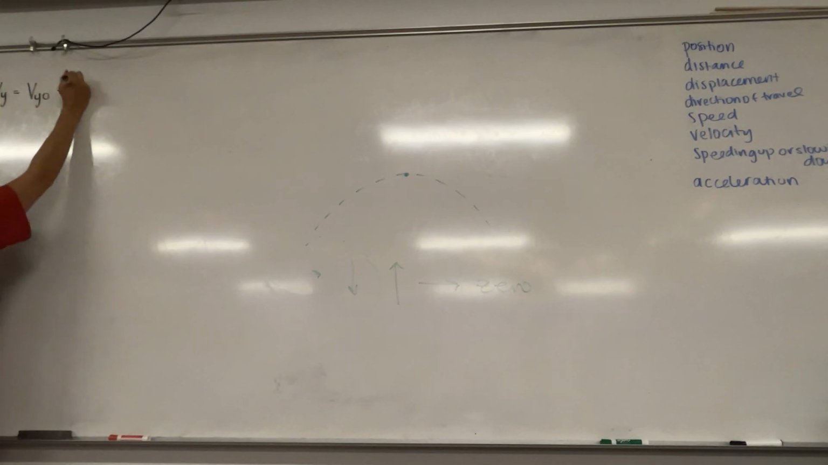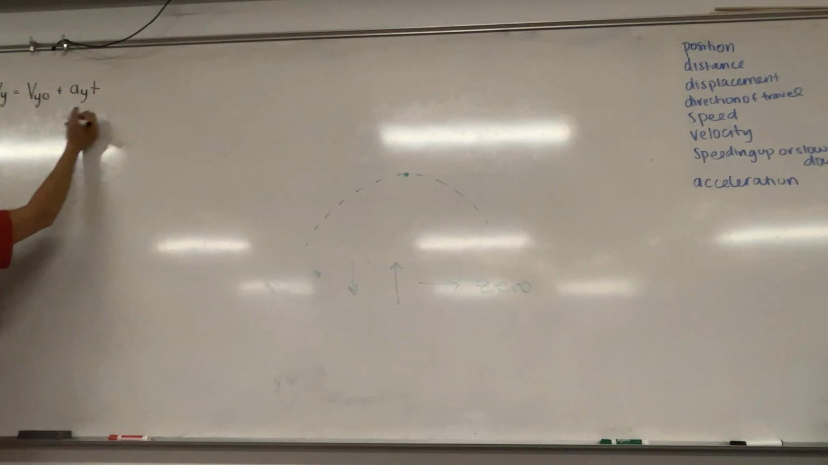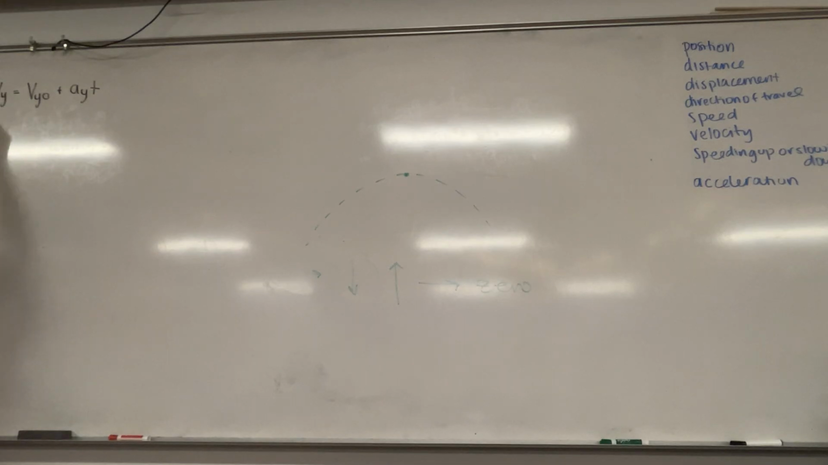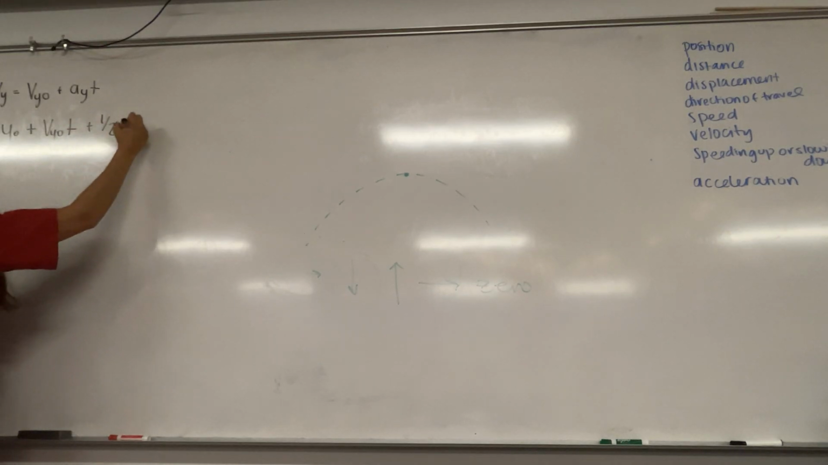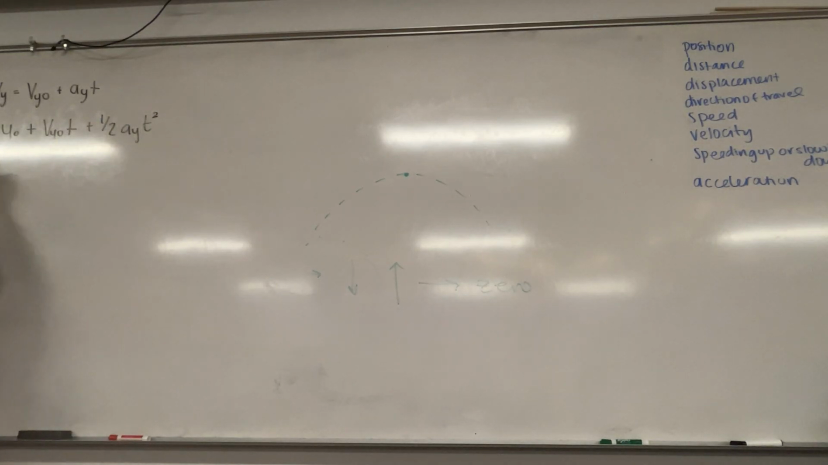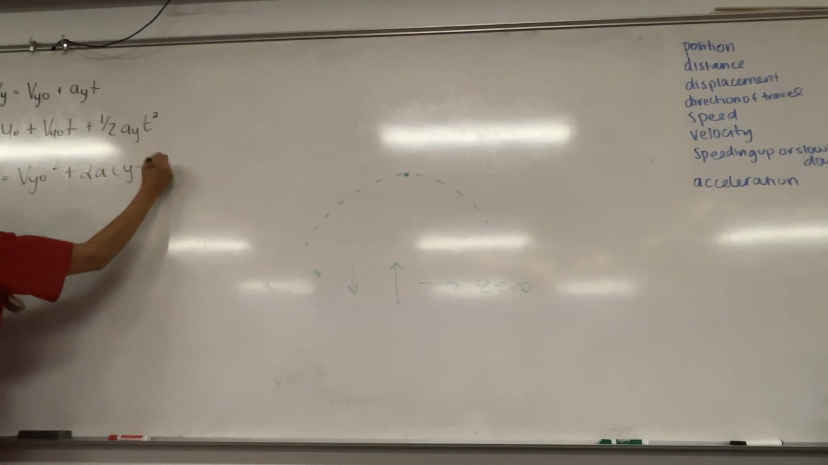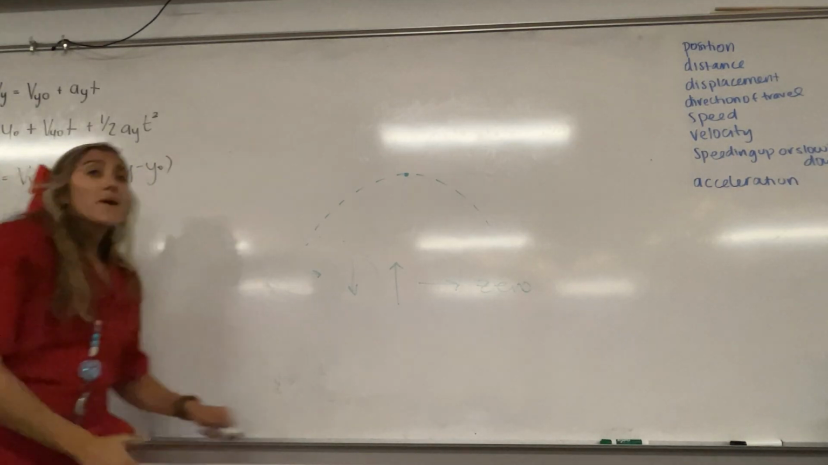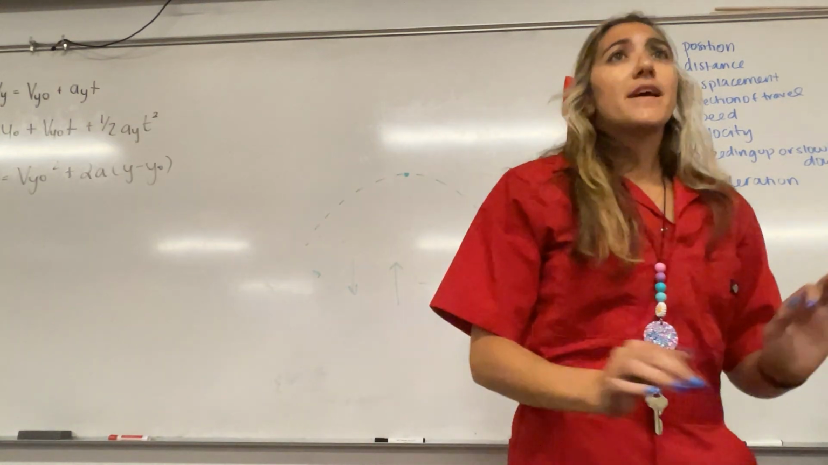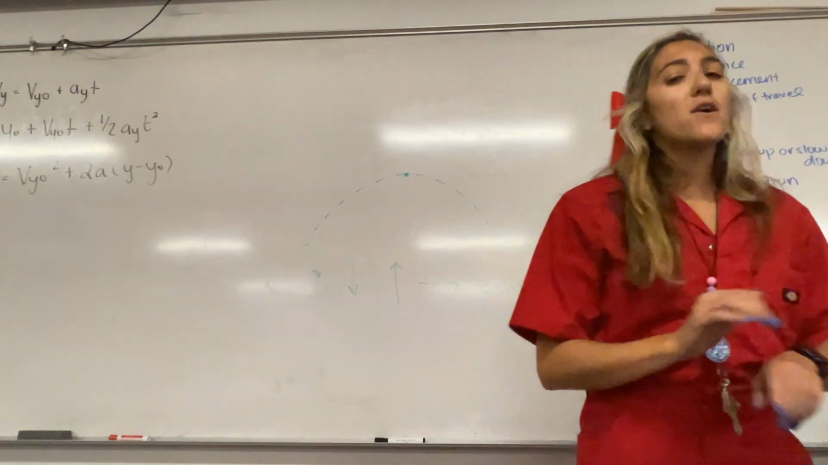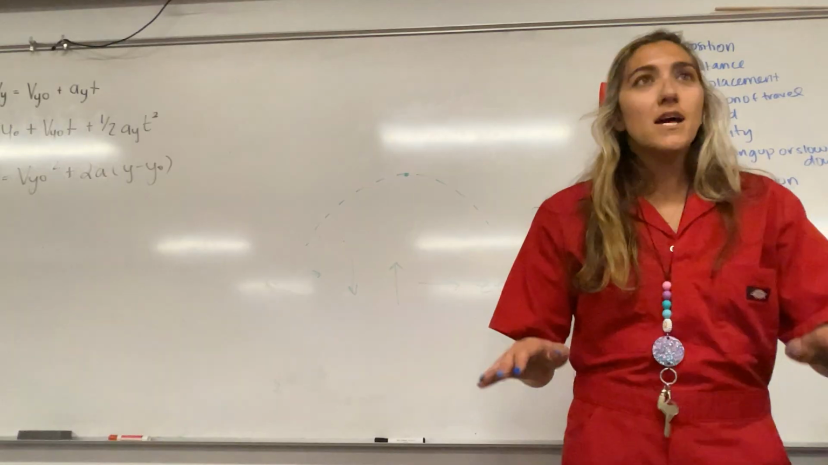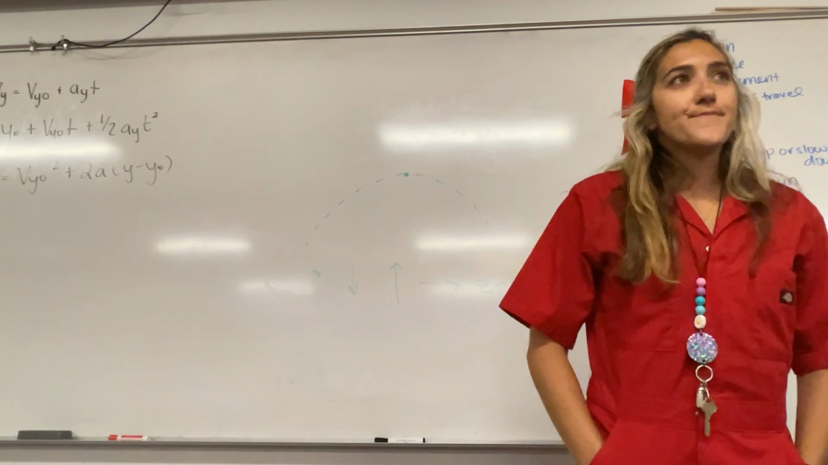V final is equal to Vy naught plus Ay t. The next one is y is equal to y naught plus Vy naught t plus 1/2 Ay t squared. Last one. These equations are not new in any way. They are the exact same equations. I did not write them in a new, different way, except for I changed out the x's for the y's.